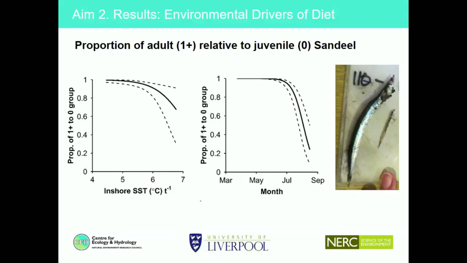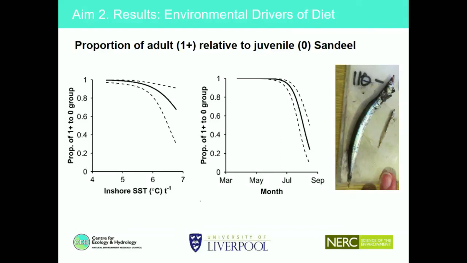On the left-hand side is the inshore sea surface temperature in the previous year. And we can see with a warm sea surface temperature in the previous year, the proportion of adult sand eel relative to juvenile sand eel reduces. And then on the right-hand side is the other main effect, a seasonal effect. So as the year progresses, the proportion of adult fish in the diet reduces and the proportion of juvenile fish increases. And that happens around July.